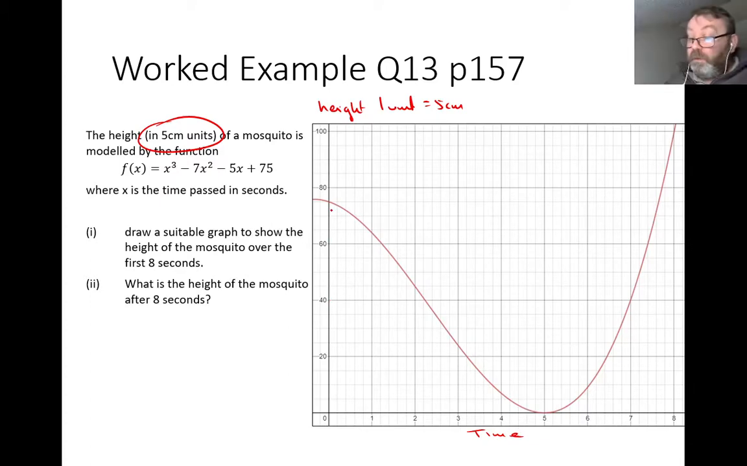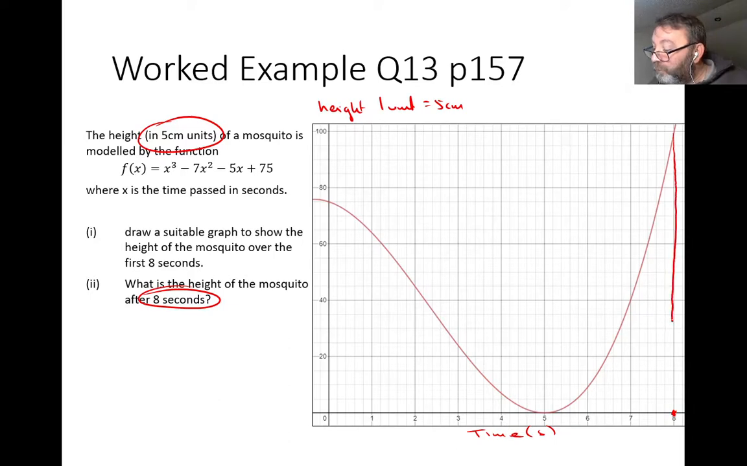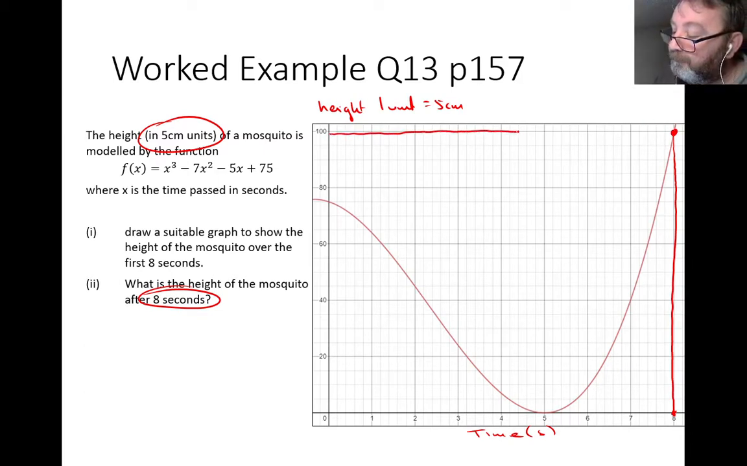Okay. So what are we asked? What is the height of the mosquito after 8 seconds? Now, that means you've got to find out where 8 seconds is. Obviously, it's on the time axis. There it is. So what do I do? I draw from 8 up to the graph like so. So you use a ruler, I can't. And when you hit the graph, you take an immediate right turn, like so. And you notice that it is just below 100. So you could say, for example, that it's 99 units.